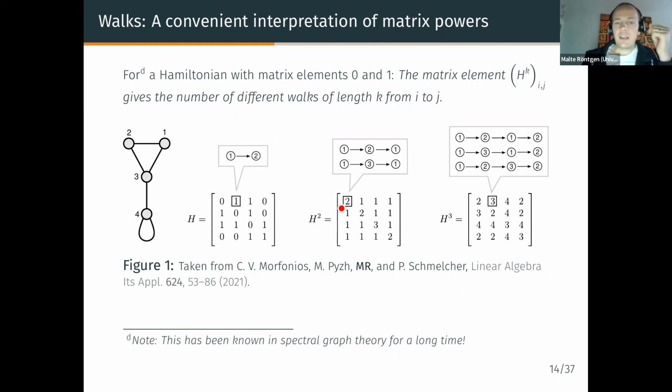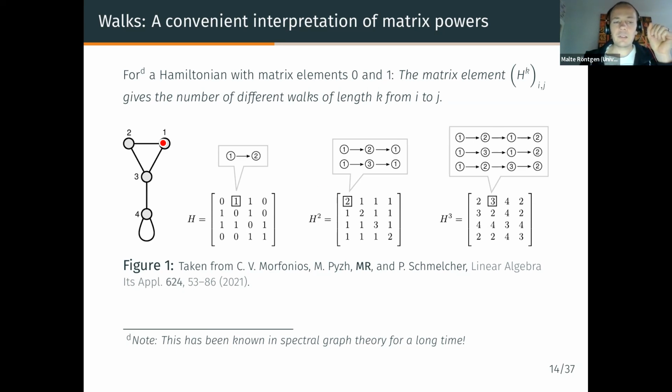The matrix element ij of your matrix H to the power 2 gives the number of walks starting at vertex i and ending at vertex j. And the walks have to have length 2. So let's do this now. We have the second power. We look at the matrix element 1,1. So we have to look at walks starting at vertex 1 and ending at vertex 1. And in between, we are allowed to make 2 steps because we are looking at the second matrix power.